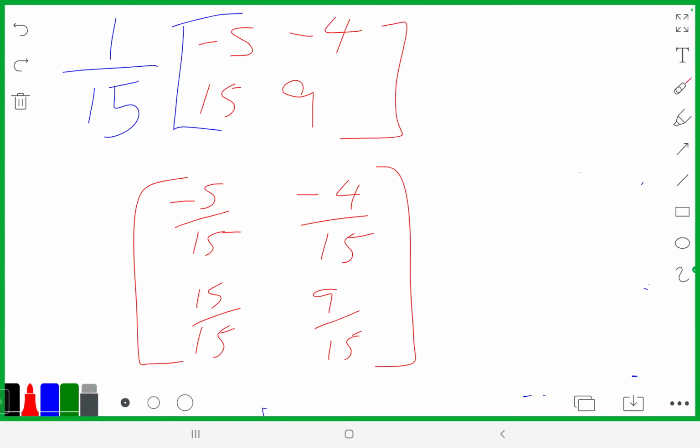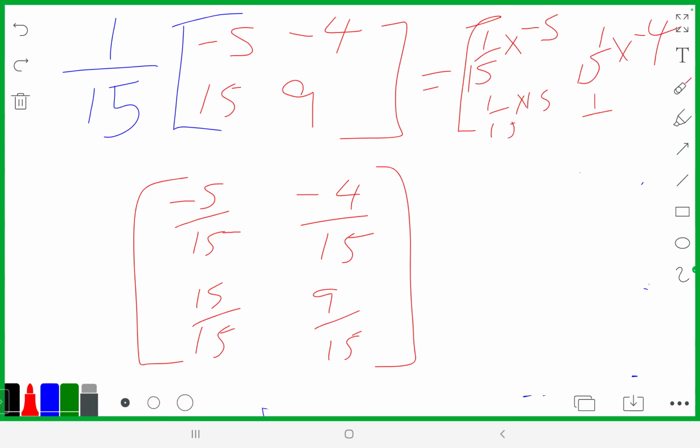You're getting lost? No, you are not. So you can say 1 over 15 times -5 if you want, to repeat that way. 1 over 15 times the -4. 1 over 15 times 15 and 1 over 15 times 9. You remember, I just skipped that stage. You already know it. So we are here. Is that clear?